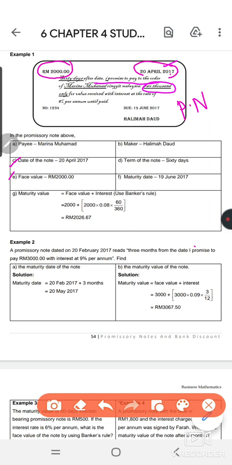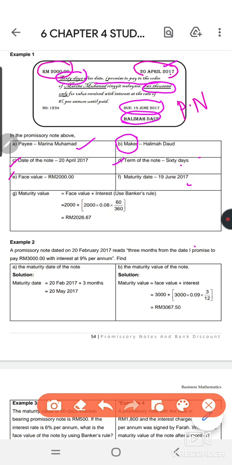So payee, maksudnya awak nak bayar dekat siapa? Payee ni adalah Marina Muhammad, sebab dia kata I promise to pay to the order of Marina Muhammad. So the payee is Marina Muhammad. Maker ni orang yang buat notes ni adalah Halimah Daud. Term of the note, tempoh nota ni adalah 60 days. Dia kata 60 days after date. So 60 days. Then apa lagi? Maturity date. Maturity date due ni, nampak tak kat sini dia letak due. So 19 June 2017.